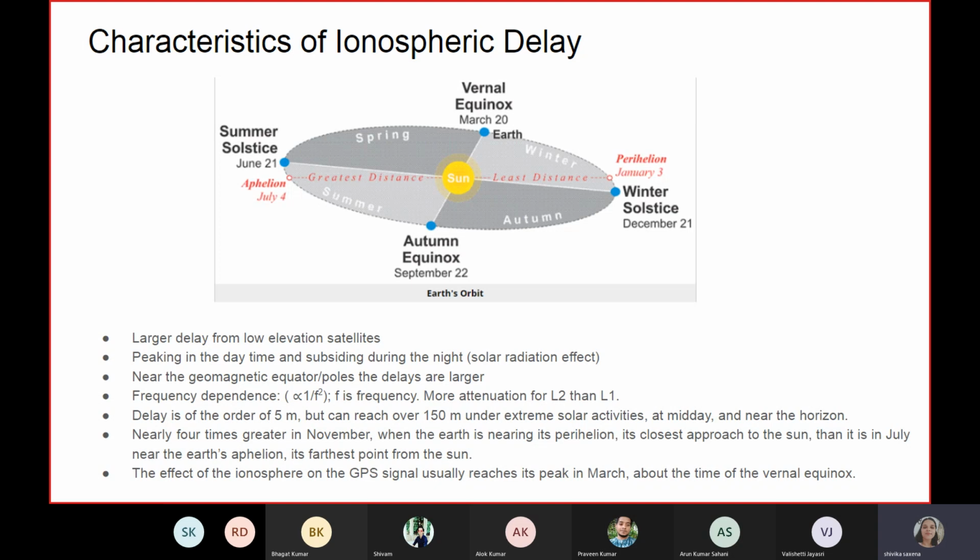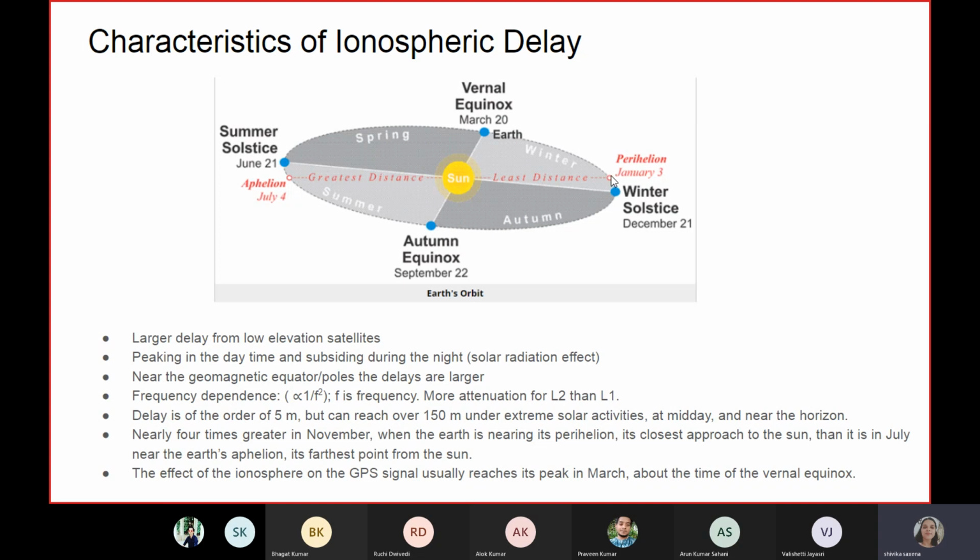Delay is of the order of 5 meters, but it can reach over 150 meters under extreme solar activities. So you understand? Solar activities are related to space weather. If there are some solar flare activities or space weather disturbances happening, these can influence the delay to reach over 150 meters also, or at midday or near the horizon. The delay is nearly 4 times greater in November when the Earth is nearing its perihelion.